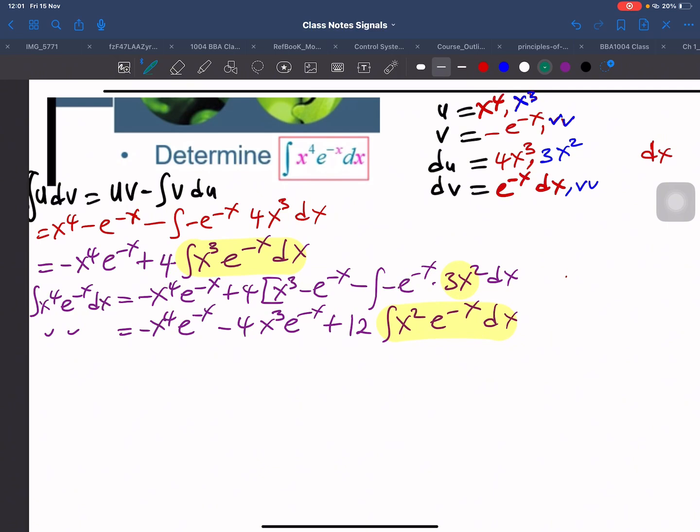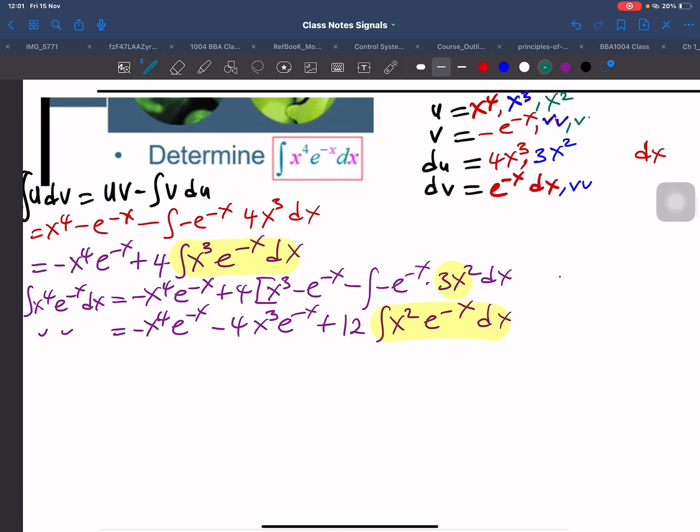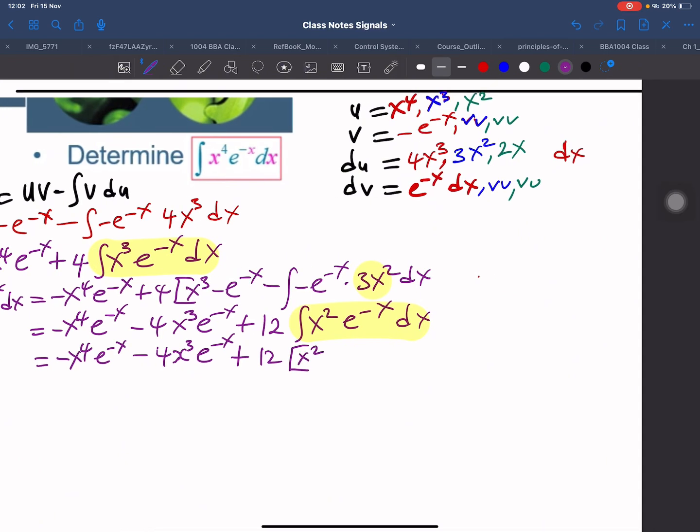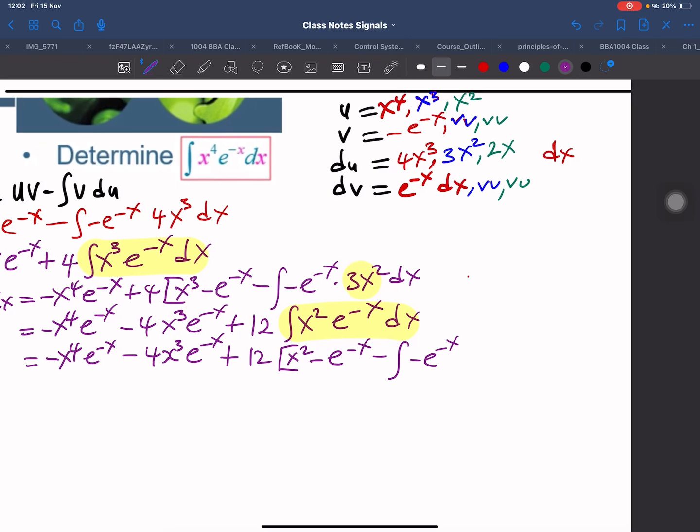u is going to be x squared. This one is going to be the same. The next one, du, is going to be 2x dx, and then this one, dv, is still going to be the same. So we continue, which equals minus x raised to power 4 e raised to power minus x minus 4x cube e raised to power minus x plus 12, distributed to our u, which is x squared. V is equal to minus e raised to power minus x, and then minus integral of minus e raised to power minus x multiplied by our du, which is 2x dx.